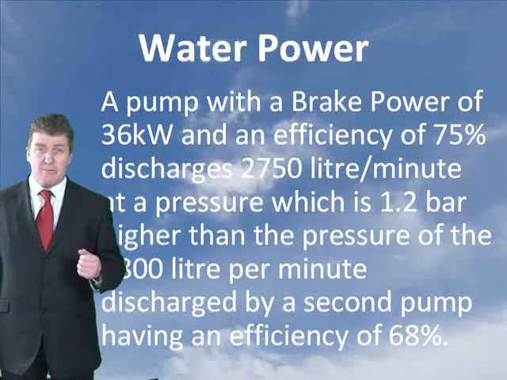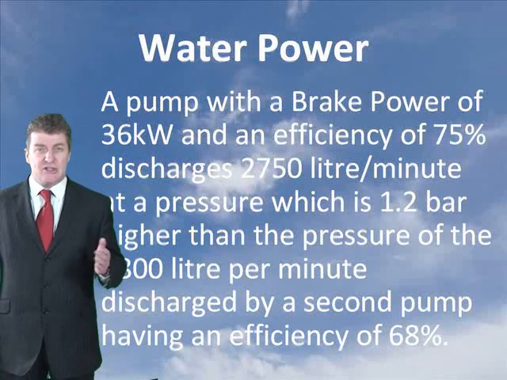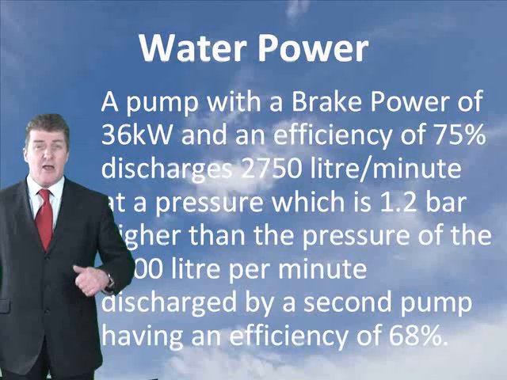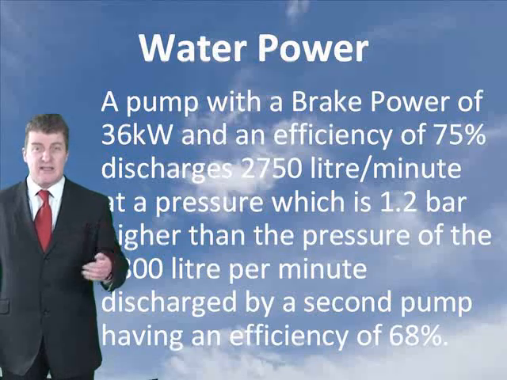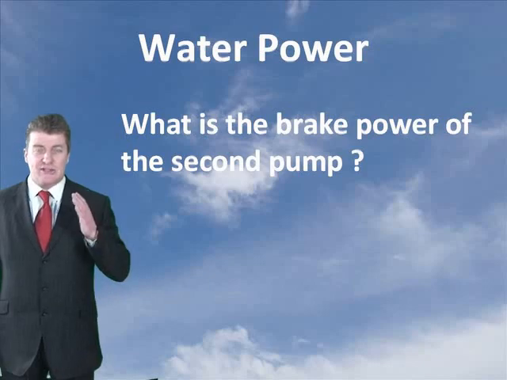Let's do one more example. A pump with a brake power of 36 kilowatts and an efficiency of 75% discharges 2,750 litres a minute at a pressure which is 1.2 bar higher than the pressure of the 1,800 litres a minute discharged by a second pump having an efficiency of 68%. What is the brake power of the second pump?